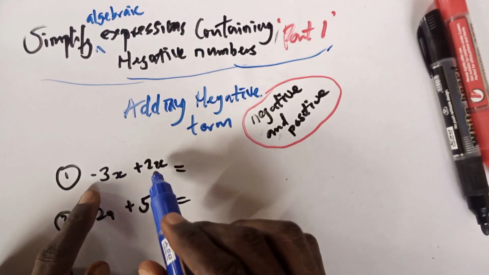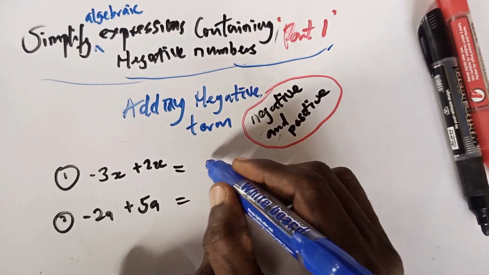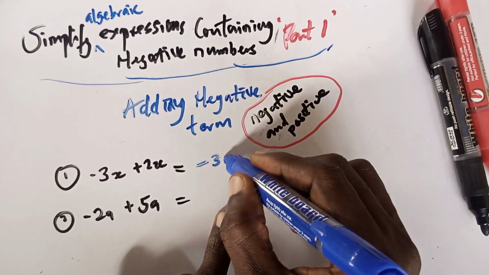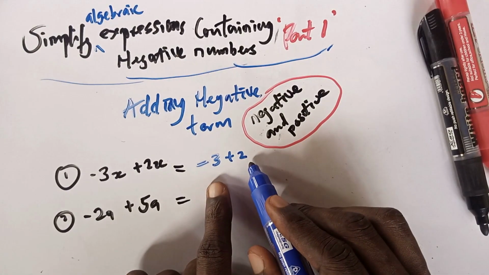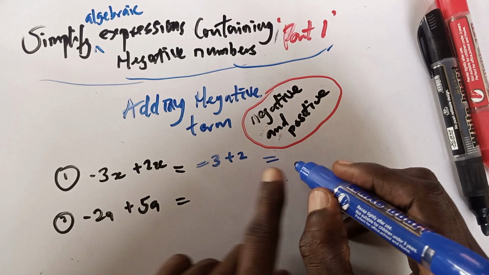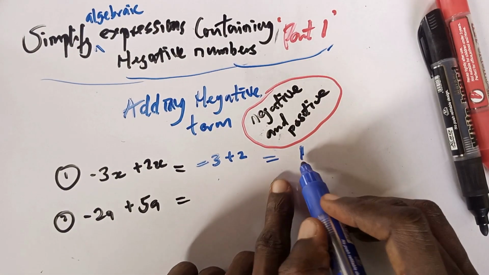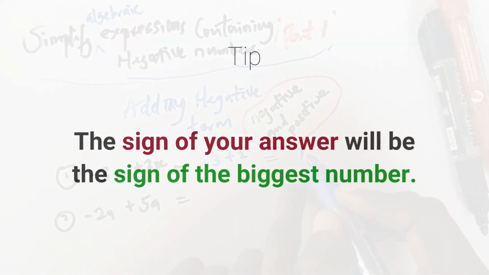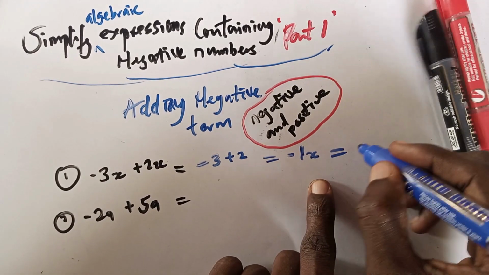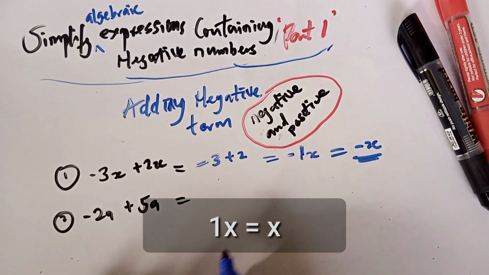Minus 3x plus 2x. You already know that this 2x here is positive and this minus 3x is negative. So their coefficients are minus 3 plus 2. When you see a number like this, the first thing is that if their signs are different, you have to subtract first. That will be 1, since you subtract 2 from 3. Then the sign of the answer will be the sign of the bigger number, which is minus. So what we have here is minus 1x, which is written as minus x, because we can take the 1 out, as the coefficient is 1.